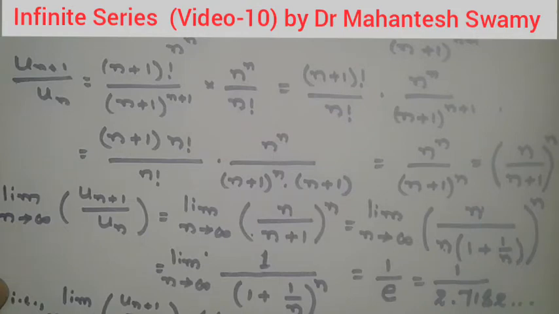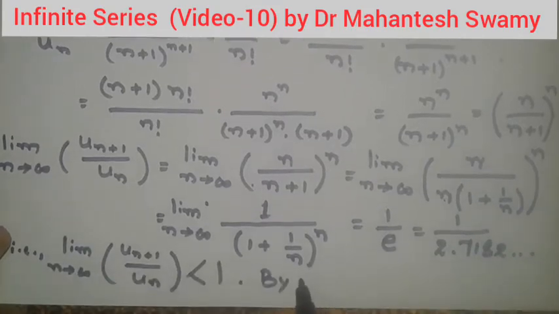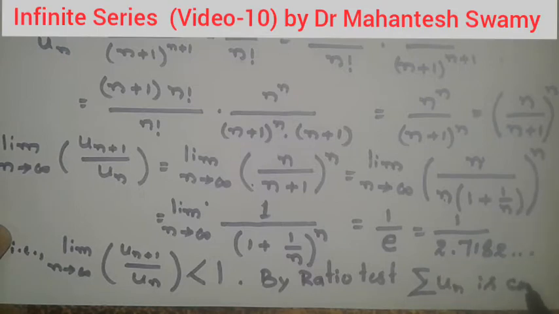When it is less than 1, by the so-called ratio test, which we are using, the given series summation un is convergent. So this is the solution of the first problem.